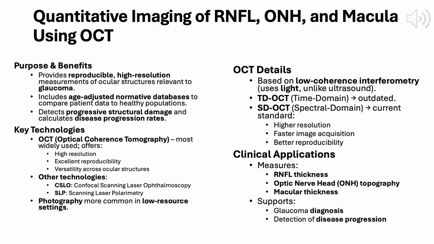Optical coherence tomography, or OCT, plays a vital role in the evaluation and management of glaucoma. Its biggest strengths are in its reproducibility, high resolution, and ability to detect progressive structural damage over time. Using age-adjusted normative databases, OCT allows us to objectively compare a patient's retinal nerve fiber layer, optic nerve head, and macula to healthy controls. That makes it incredibly useful for both diagnosis and monitoring of disease progression.